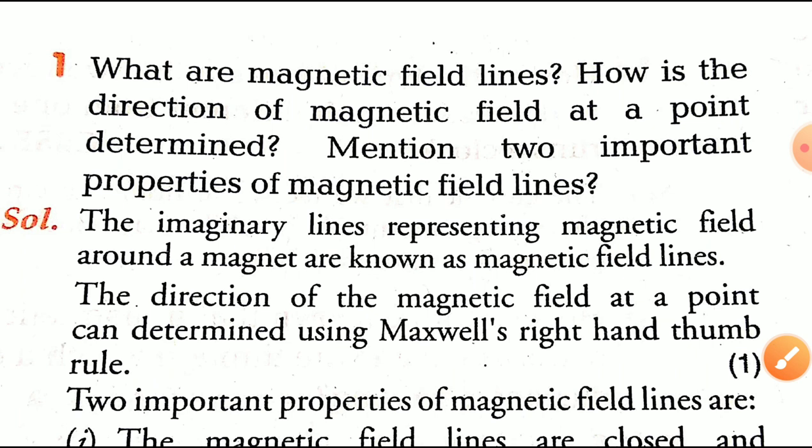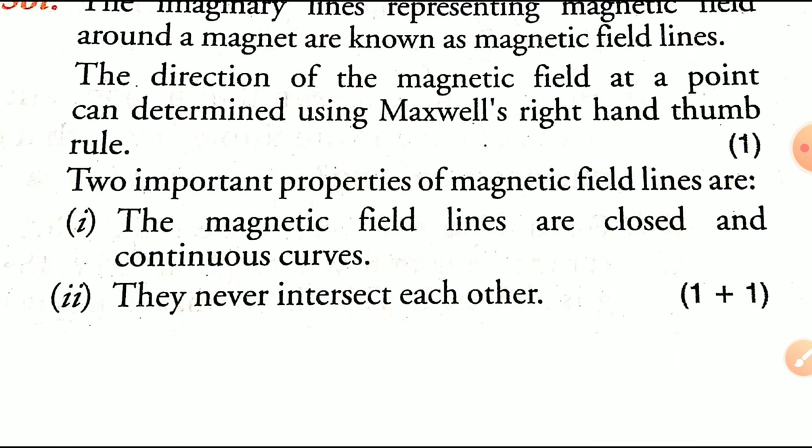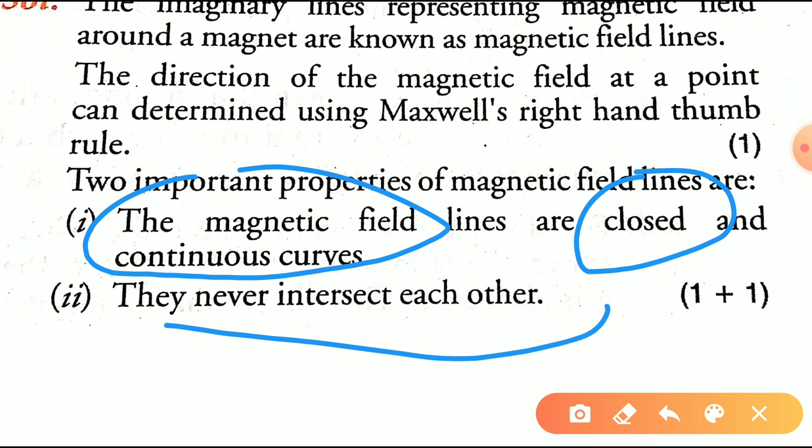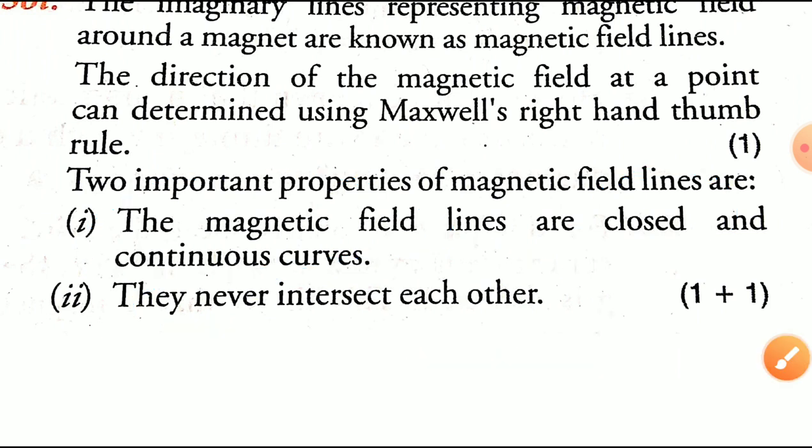The third question is mention 2 important properties of magnetic field lines. The 2 important properties are, first, they are closed and continuous curves, and second, they never intersect each other. These 2 properties also we have discussed when we studied the magnetic field topic.